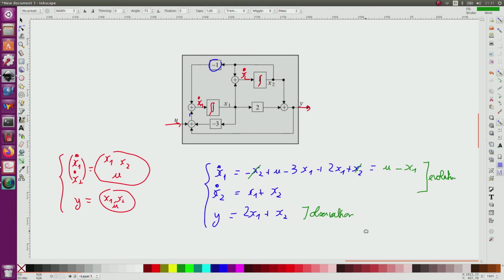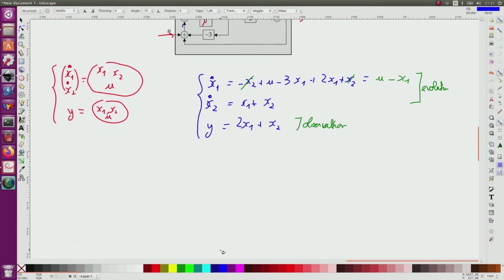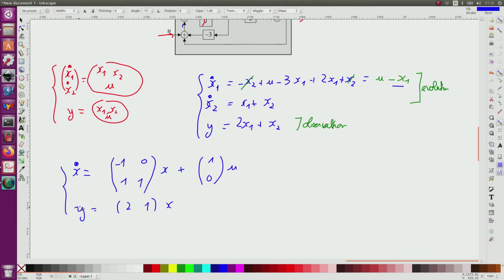I can put this in a matrix form, and I get that x dot, corresponding to x1 dot, x2 dot, is equal to, so I will have minus 1, 0 due to this, and here I will have 1 and 1, times the vector x with x1, x2, plus 1, 0 times u due to this, and here I have no u, and y equal to 2, 1, x. So this is the state equation in a matrix form.